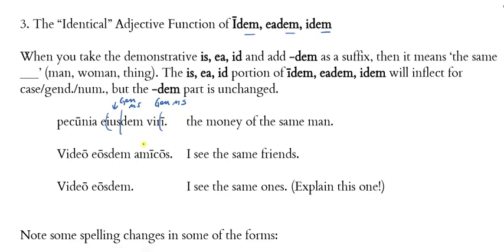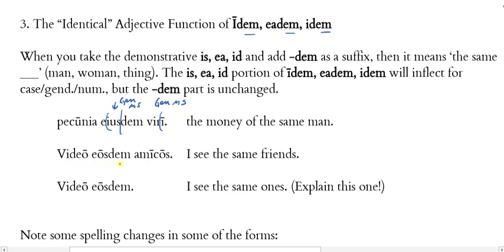So how do I translate this? Well, pecunia viri is the money of the man. Pecunia eiusdem viri is the money of the same man. You're going to translate these idem, eadem, and idem forms as the same. Okay, so the same man.